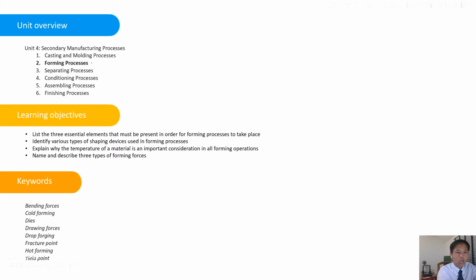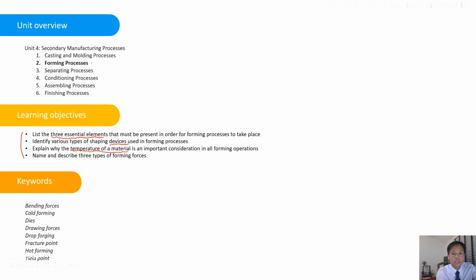I have four objectives. The first one is to list three essential elements that must be present in order to have a forming process. So we'll talk about the three essential elements of forming. Then I want you to identify the various types of shaping devices used in forming processes, such as a die or other devices, and explain why the temperature of the material is important. Temperature is important in material processing, particularly in forming.